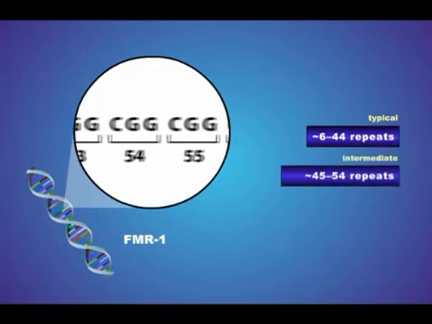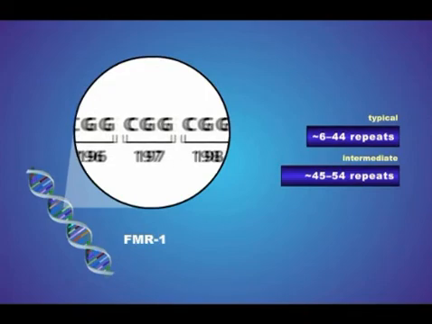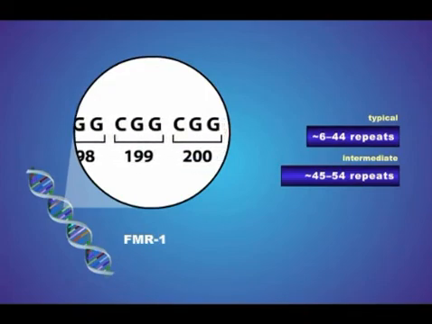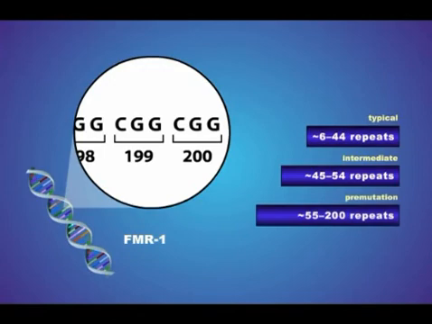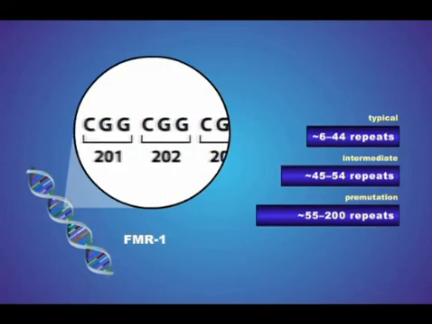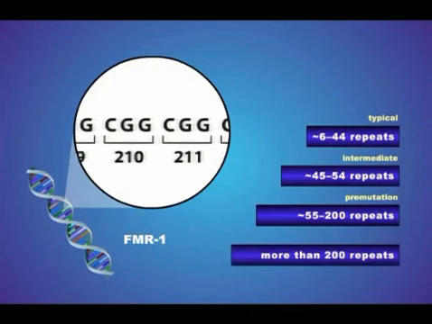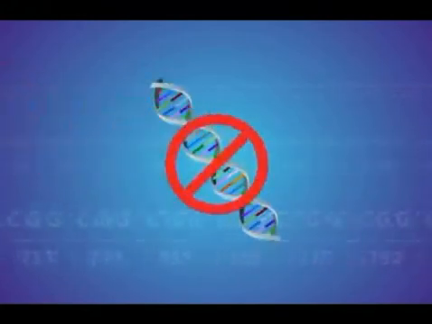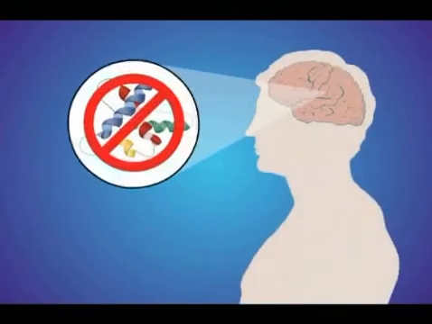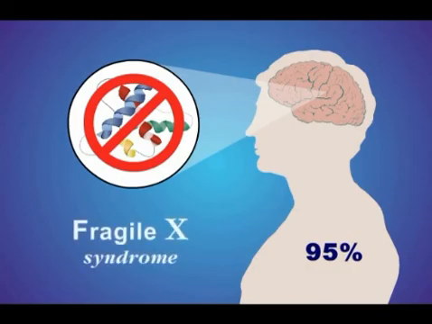And still other people can have the C, G, G repeat between 55 and 200 times. This is called a premutation, but the protein is still produced and the brain develops normally. Fragile X syndrome occurs when there are more than 200 C-G-G repeats, which is also called a full mutation. The large number of C-G-G repeats results in the gene turning off and no protein is made. This is the cause of 95% of the cases of Fragile X syndrome.